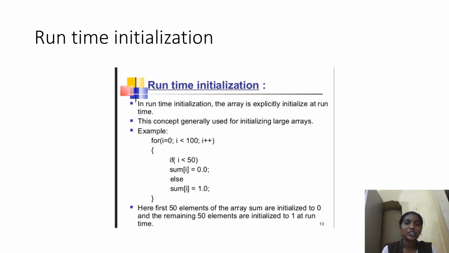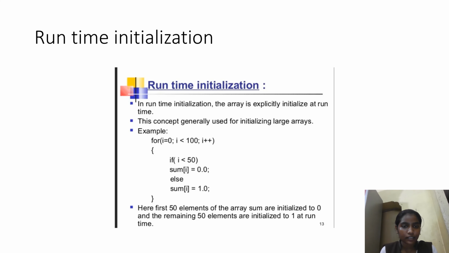Next, runtime initialization. In runtime initialization, the values assigned to a particular variable after the execution of the program starts is called runtime initialization. How can runtime initialization be achieved? With any input statements, that is scanf, gets, puts, in combination with iterative statements like for, while, do while, we can achieve runtime initialization. In runtime initialization, the array is explicitly initialized at runtime. This concept is generally used for initializing large arrays.